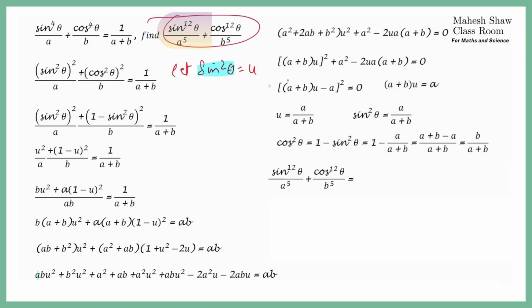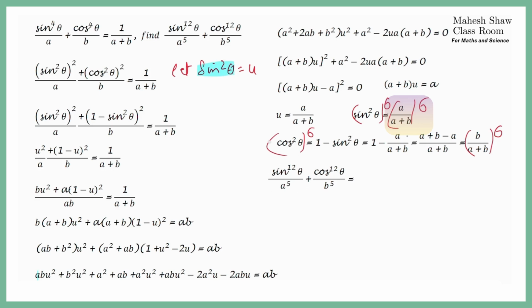Now we have to get the value of sin raised to the power 12 theta over a raised to the power 5 plus cos raised to the power 12 theta over b raised to the power 5. So what is sin raised to the power 12 theta? Can we say that it is sin square raised to the power 6? And that means we can write sin raised to the power 12 theta as a over a plus b raised to the power 6. And similarly, we can write cos raised to the power 12 theta by raising a power of 6 over here. So I can substitute the value.